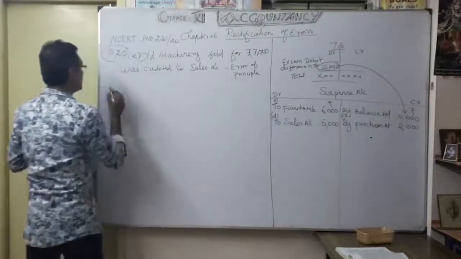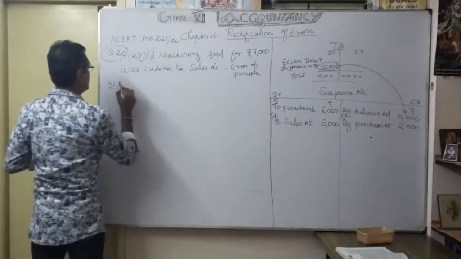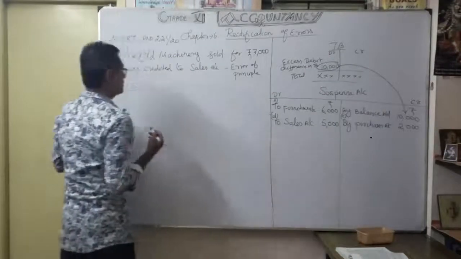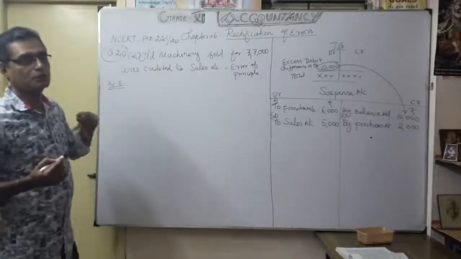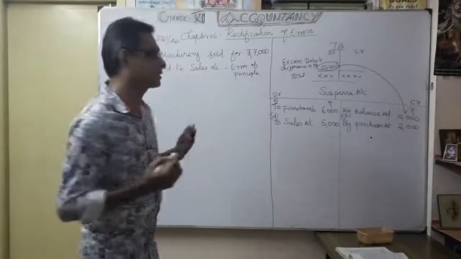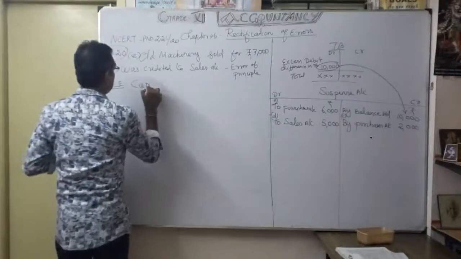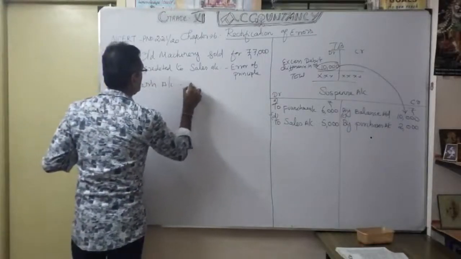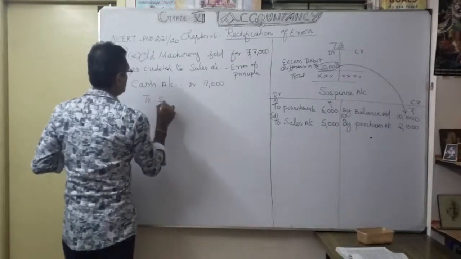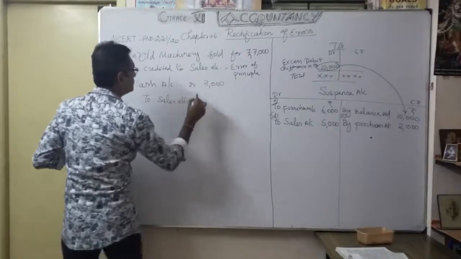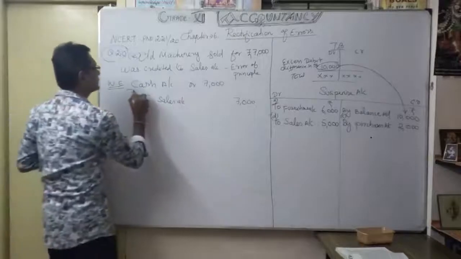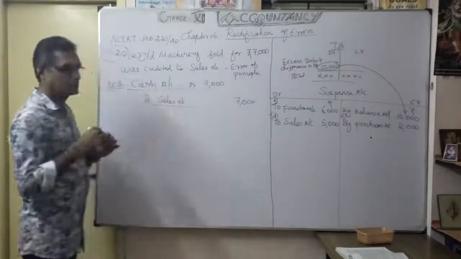Now let's see what's the wrong entry. So first, the wrong entry. Old machinery sold for 7,000 was credited to sales account. Whenever we sold machinery, we got cash, but they considered it in the form of sales. So what's the wrong entry? Cash account debit 7,000 to sales account 7,000. That's what they gave effect to. We got money, cash, but in the form of how? Through sales. Actually, what happened?